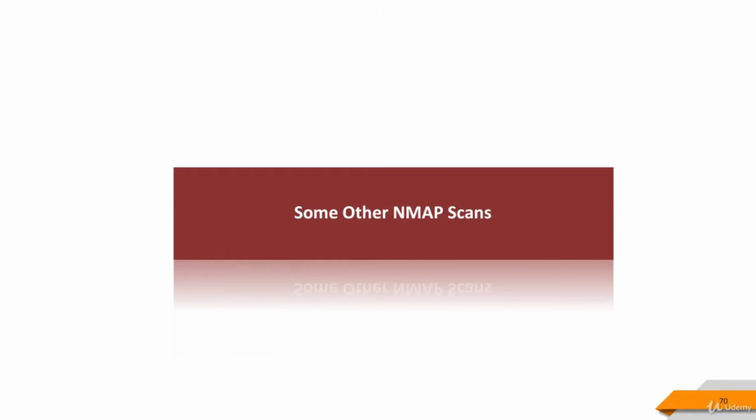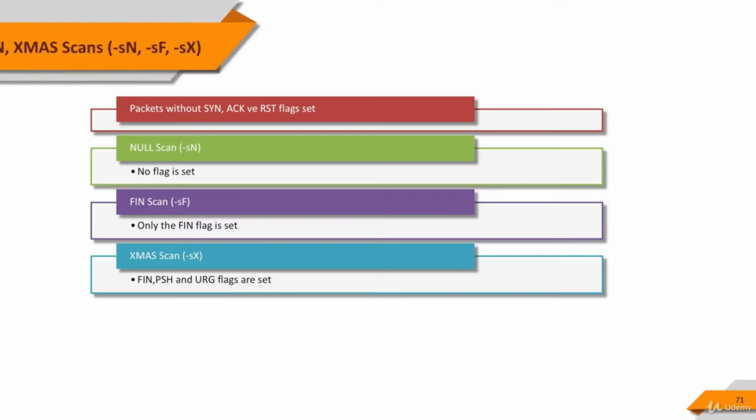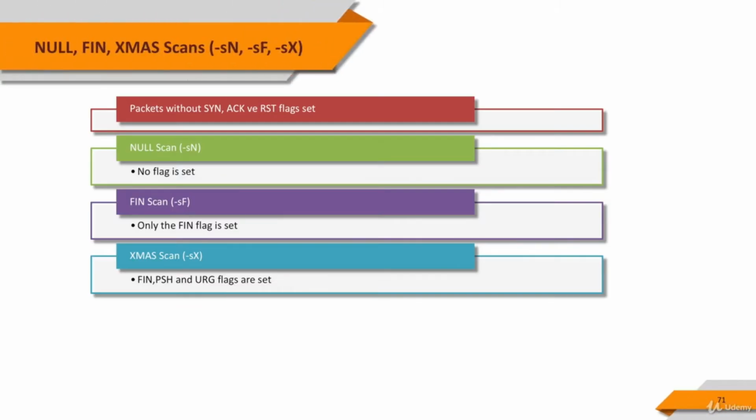Up to now, we have seen the most important scanning types to discover a network. There are some other scanning techniques in Nmap which are not used as much as the others, but in some cases, you may need to find some other ways to be able to discover the sensitive hosts in a network. In this slide, we'll see three more scan types: Null, FIN, and Christmas scans.